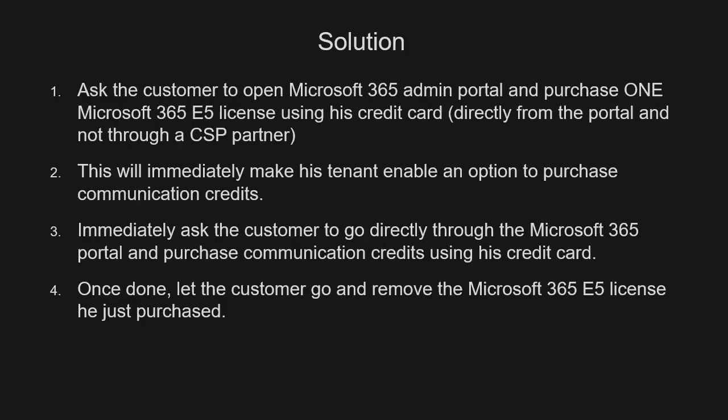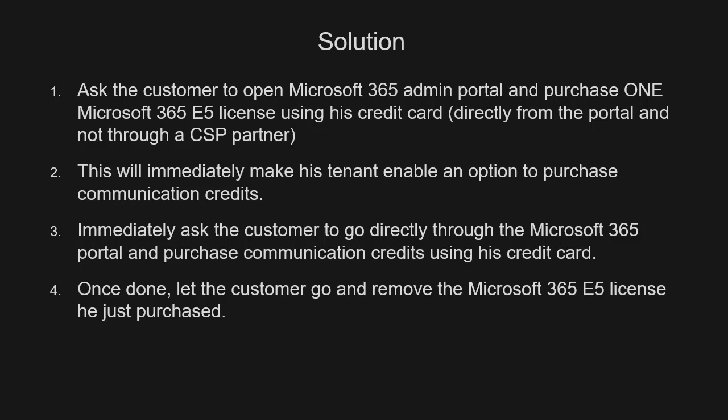So for customers who are using a CSP partner to purchase licenses, in order for you as a customer to add communication credits to your tenant, you need to log in by yourself to the Microsoft 365 Admin Center using an admin account, of course, and then go and purchase one Microsoft 365 E5 license. Just purchase it using your credit card.